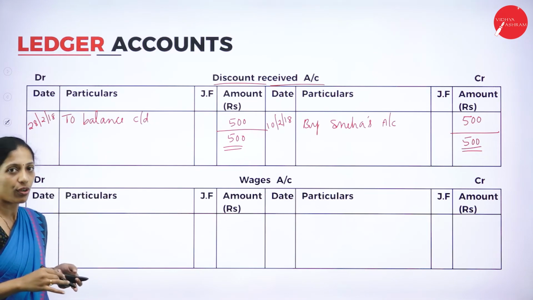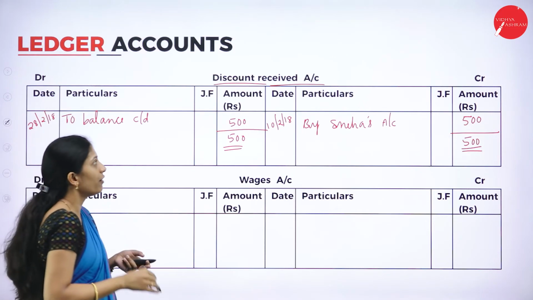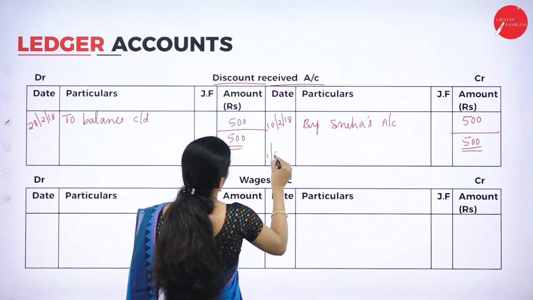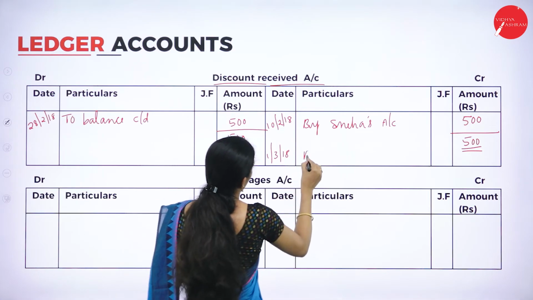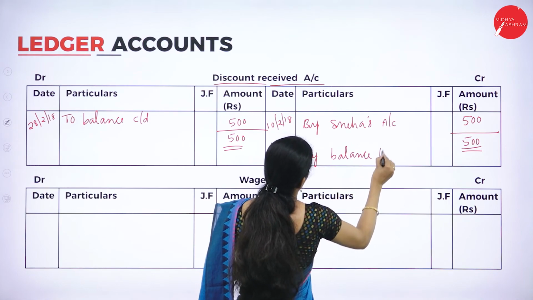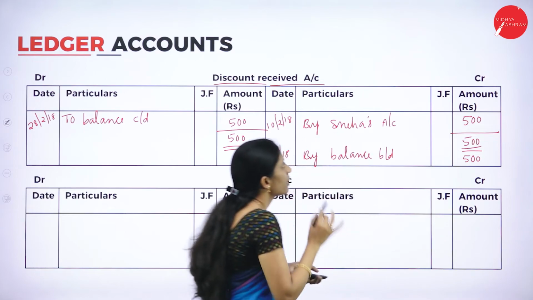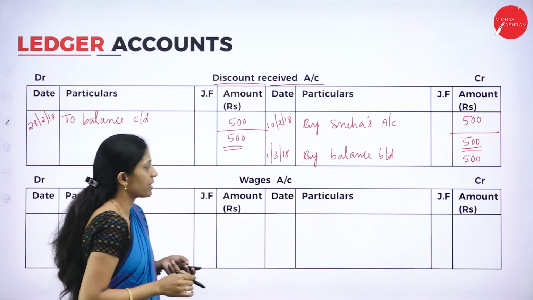Whatever amount you have carried down in the previous month, bring down that balance at the beginning of next month. That is 1/3/2018, by balance brought down. How much? It is 500. So hope you are clear with the discount received account.